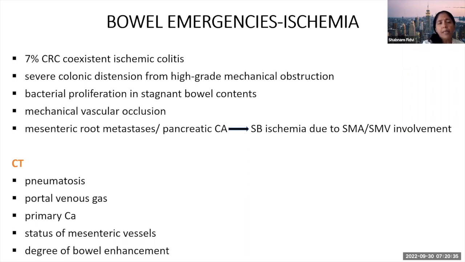On CT, you want to be mindful of features of ischemia, which include pneumatosis, gas within the wall of the bowel, portovenous gas, and very importantly, always remember to look for the degree of bowel wall enhancement, which can be a sign of impending ischemia and perforation. CT also can help you to evaluate the primary cancer and the status of the mesenteric vessels.